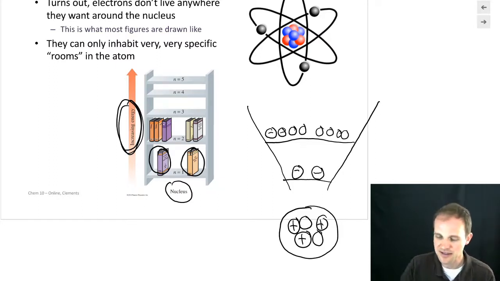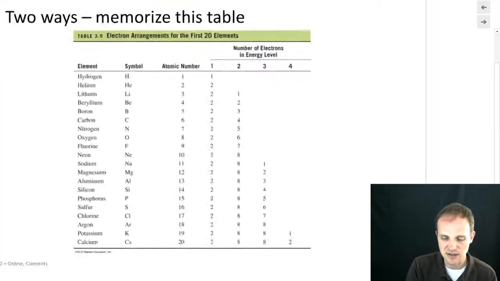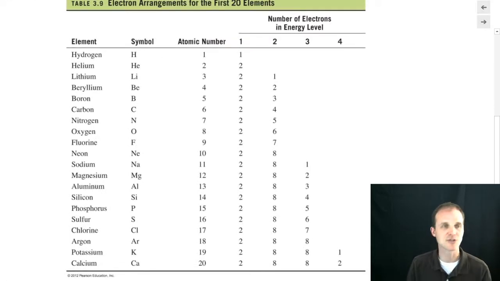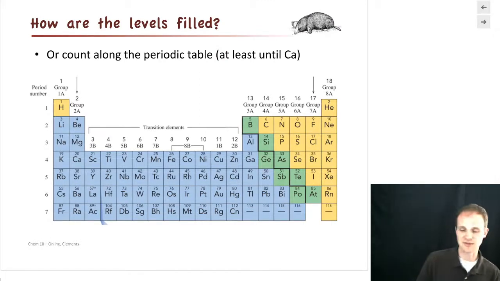Now, one of the things your text does is it has this little table here and says, you know, one way to know about electron arrangement for the first 20 elements is to memorize this table. And I look at this table, and that is not a table that I want to memorize. Do you want to memorize it? You are welcome to. I'm not offended if you memorize this table, but there's a lot of information on there, and it's not something I really want to do. And it turns out you don't need to, because the periodic table tells you everything you need to know about how the electrons are going to arrange themselves.